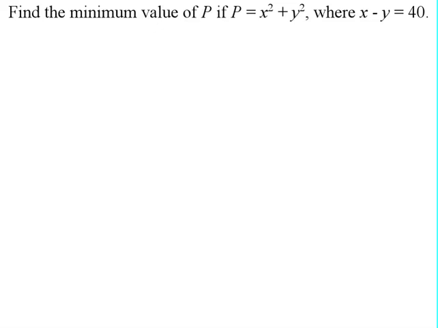This one says find the minimum value of p if p equals x squared plus y squared, where x minus y equals 40. So now what we need to do is take that primary equation, the equation that has p in it, and get it in terms of one variable like I did on the problem before. So I'm going to solve this one for x. x equals 40 plus y. And then I'm going to plug that in to my equation right there.